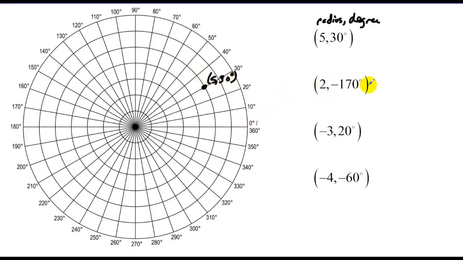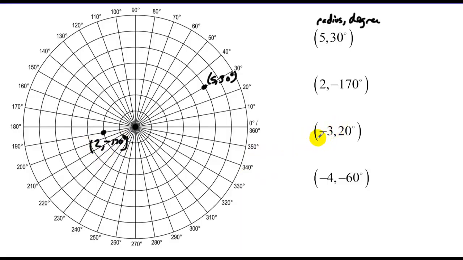If I want to go 2 and negative 170, we've talked about negative angle measures before. So I go out 2 and rotate, instead of counterclockwise, rotate clockwise 170 degrees, which is 10 units short of 180. So that puts us right here. And you'll notice it's kind of like a coterminal angle with 2 and 190 degrees, because that's where it falls on. So this once again is 2 and negative 170 degrees.